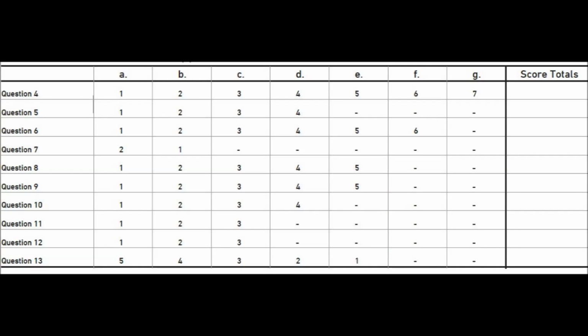So looking at the chart that's in front of you, you can see that the first line item there is question number 4. If you chose C, then you would circle the number 3 and bring that over to the score total as number 3. Then you go to question 5. If your answer was D, then it would be 4, and you bring that score over to the total bar. Then you do that with all questions 4 through 13, and add up all the score totals that you have, and that will give you your risk profile.